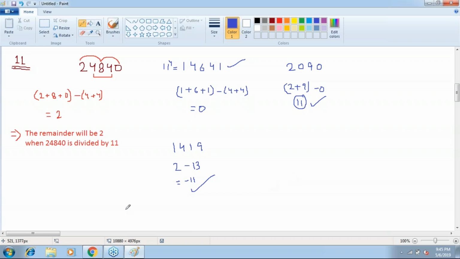Okay, so let us check. We have already found for 24840 that the final difference was 2. Let us check if 24840 is divisible by 11, and if not, what remainder it actually gives. So 22, 28, then 22 again, 6, 64, 55, 9. Let's continue here. So 90, 88. Yes, the final remainder was 2.